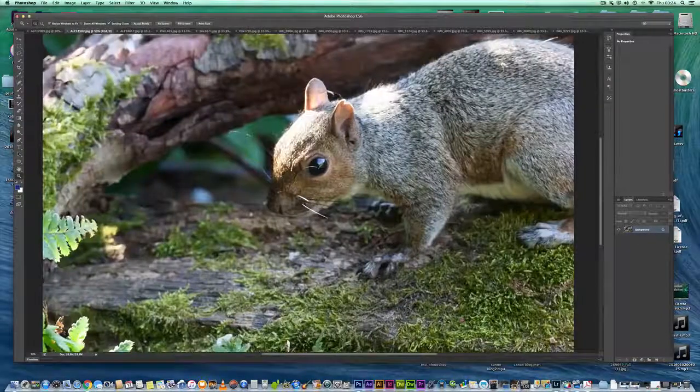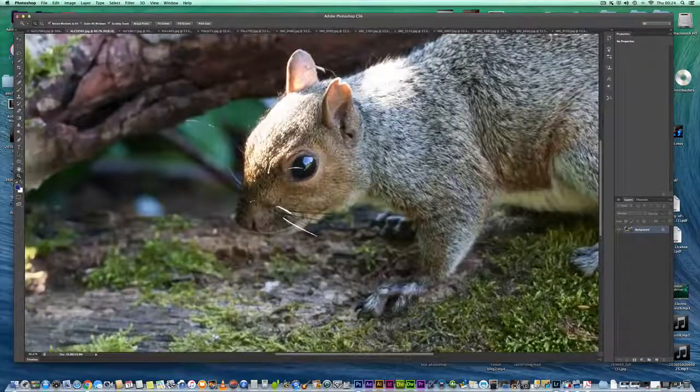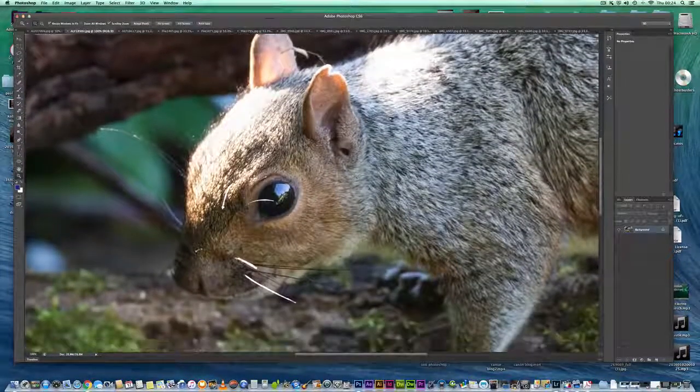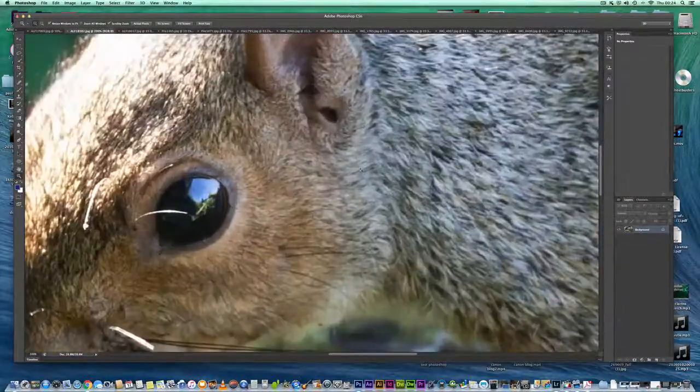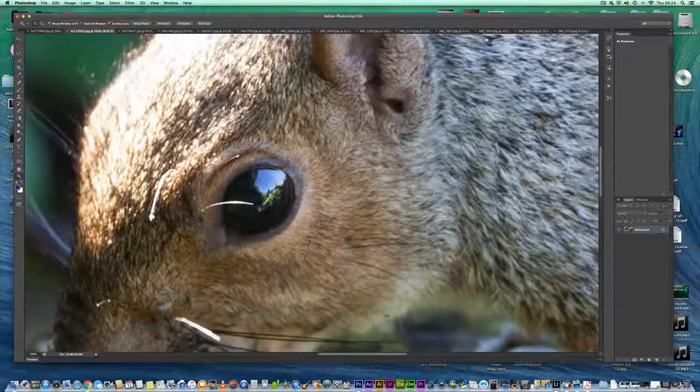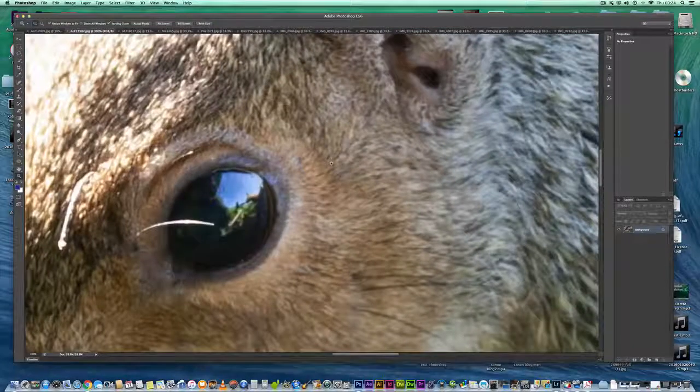So let's zoom in. 50%, 100%, definitely usable at 100%, I think. 200%. At 200%, because it's only a 10 megapixel camera, you are starting to see some pixelization. 300%. Next picture.